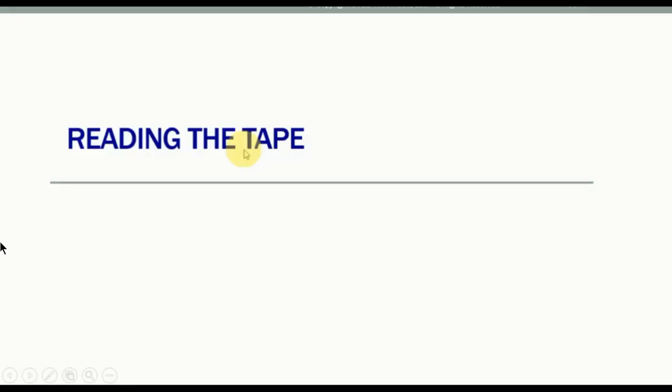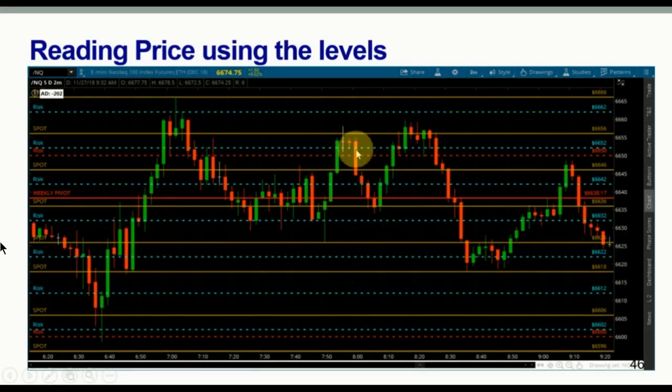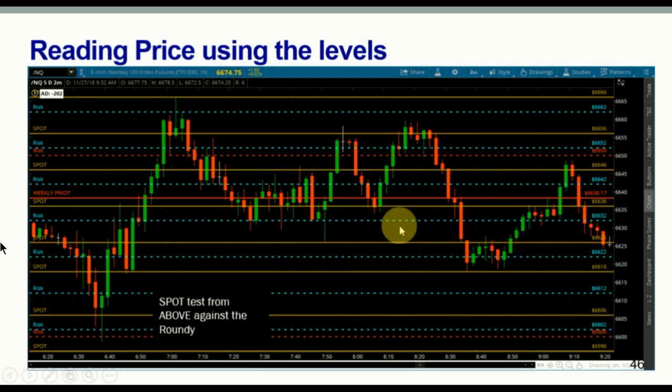So here's the exercise that we're going to do where we're going to read the tape, and then we're going to apply trades based on all of these things that I've been talking about and based on the video that you guys just watched. This is our chart, okay? So here's a spot test of the roundy. This is just us observing price. I'm just pointing this stuff out. The next slide, we're going to apply trades to this.